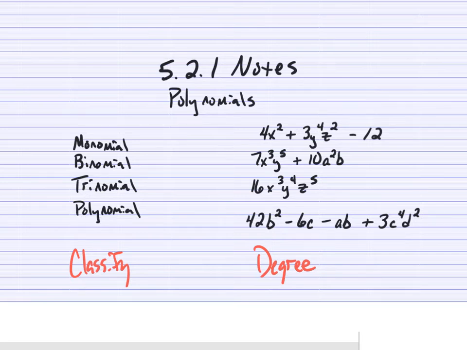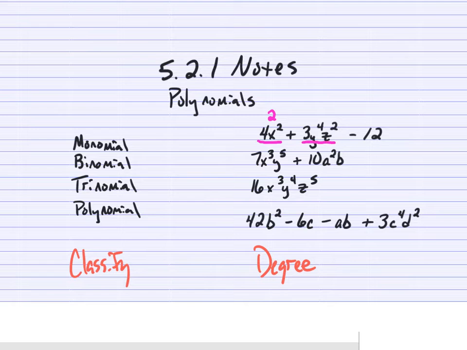Okay. Now, the second thing we're going to talk about is to what degree each polynomial is. And we're going to start with number 1 up here. Now, again, number 1 is a trinomial. This first term, to what degree it is, we are adding up the exponents. And since there's only one exponent, 2, that first term is to the second degree.